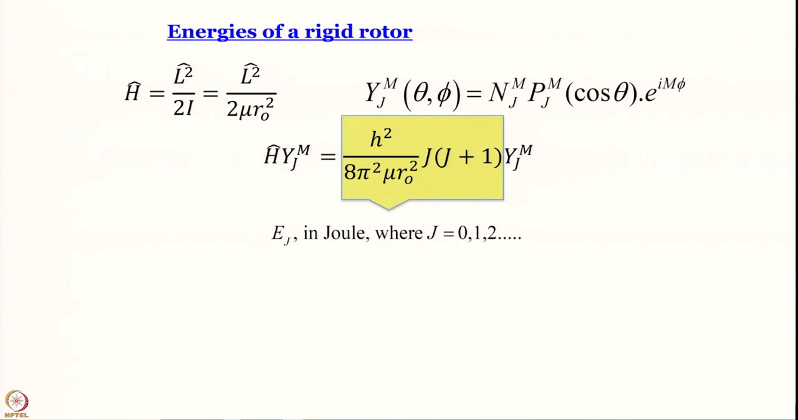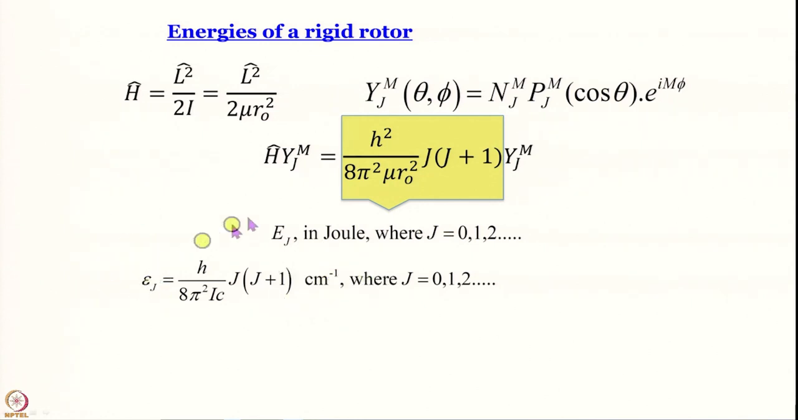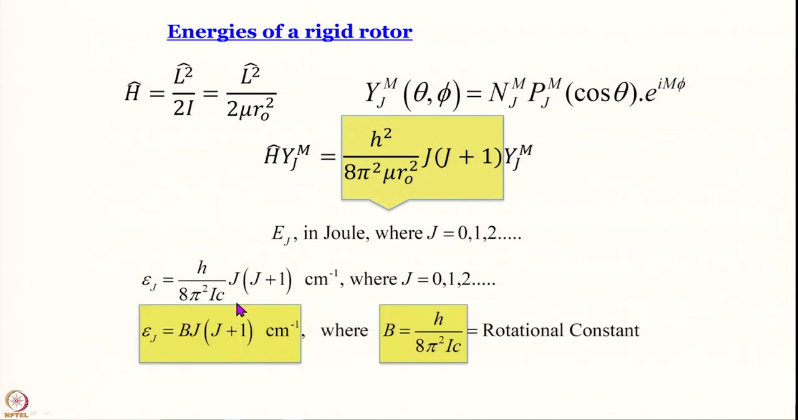All right. So what do we learn from here? Before going there, this is something that I write essentially because I am a spectroscopist. Generally, spectroscopists do not want to work with joule. They prefer centimeter inverse, especially when working with rotational spectroscopy. So generally we convert this to epsilon J equal to h by 8 pi square I c multiplied by J into J plus 1, which is simply dividing by hc, and that is in centimeter inverse. It is simply written epsilon J equal to B into J into J plus 1 centimeter inverse, where B is h by 8 pi square I c. This is called the rotational constant.